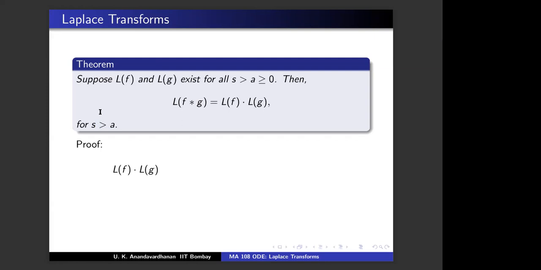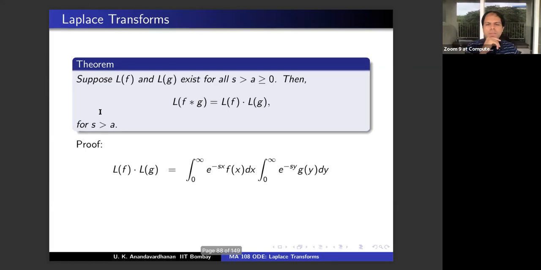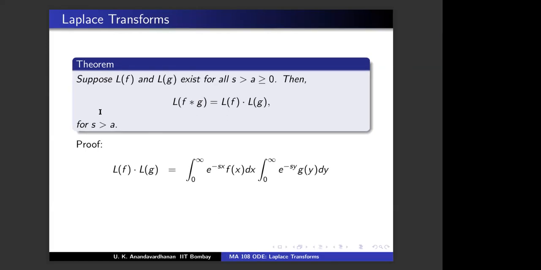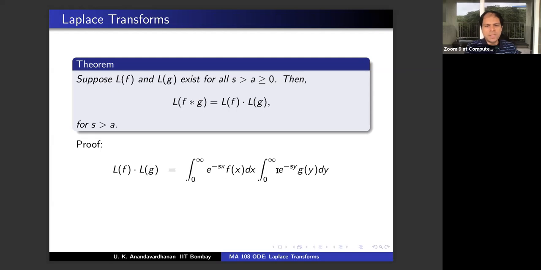If you start with the integral, what is the obvious next step? Write it as an integral. So LF you write as an integral, LG you write as an integral. Whenever you write, you change the variable. It's the same thing as how you did e power minus x square integral dx, you called it I. Then again, when you wrote I, you wrote minus y square dy. You do exactly the same thing.